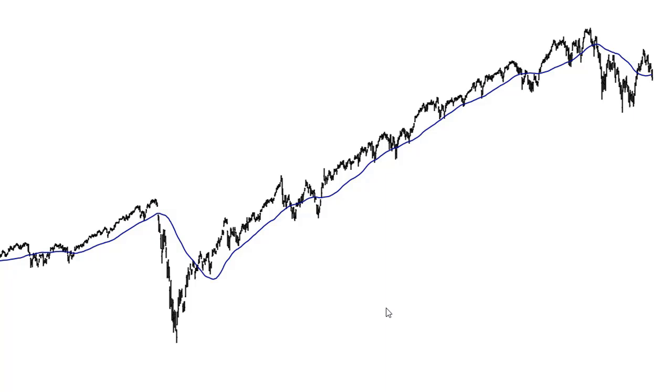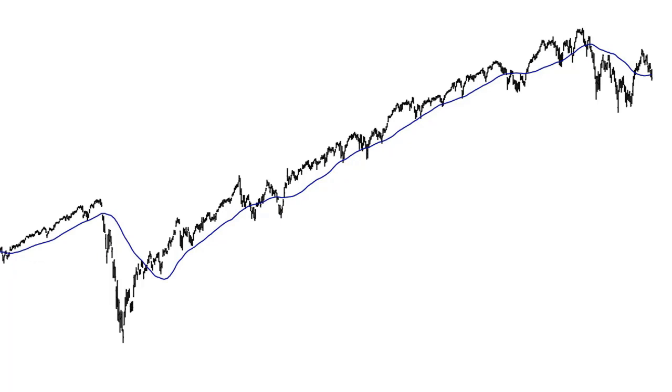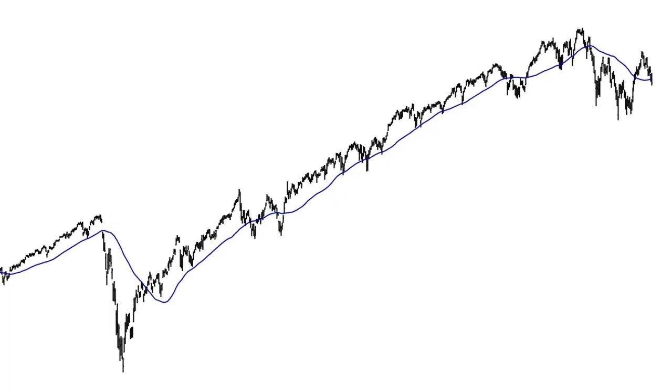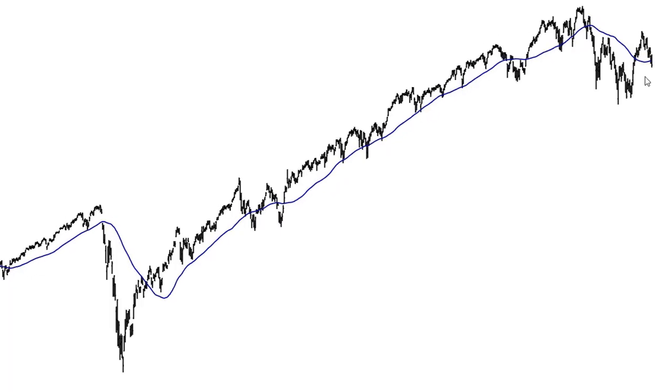The second thing that I like to use the moving average for is the direction of the moving average. Okay, the direction of the moving average. So if I open up my chart a little bit, the overall flow of the moving average is like a stream. Okay, and that stream has momentum.